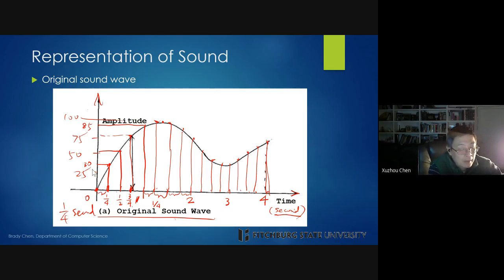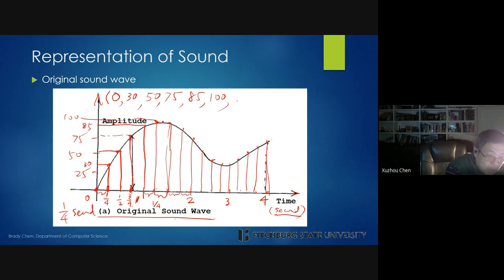Then what do I do? Instead of keeping the waveform, I can record the sequence of numbers. The amplitude is 0 at time 0, 30 at 1/4 of a second, 50 at 1/2 a second, 75 here, 85 here, 85 again, then 100. Then the amplitude is 85 again, 85 again, and the next one looks like 80.